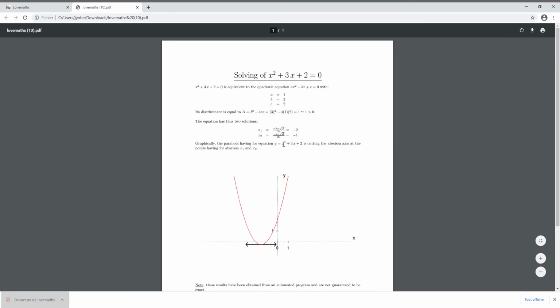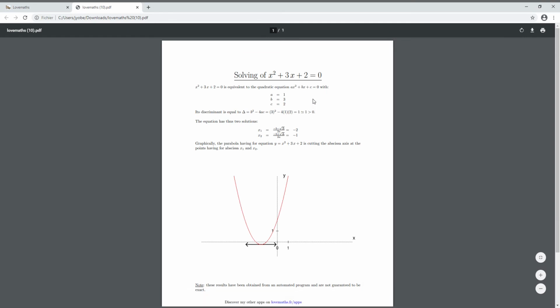A PDF file is generated, and we can see that we asked to solve the equation x squared plus 3x plus 2 equals 0. We are told that this equation is equivalent to a quadratic equation with coefficient a equal 1, b equal 3, and c equal 2. The discriminant of this quadratic equation is 1, which is strictly positive. So we have two solutions: x1 equals minus 2 and x2 equals minus 1.